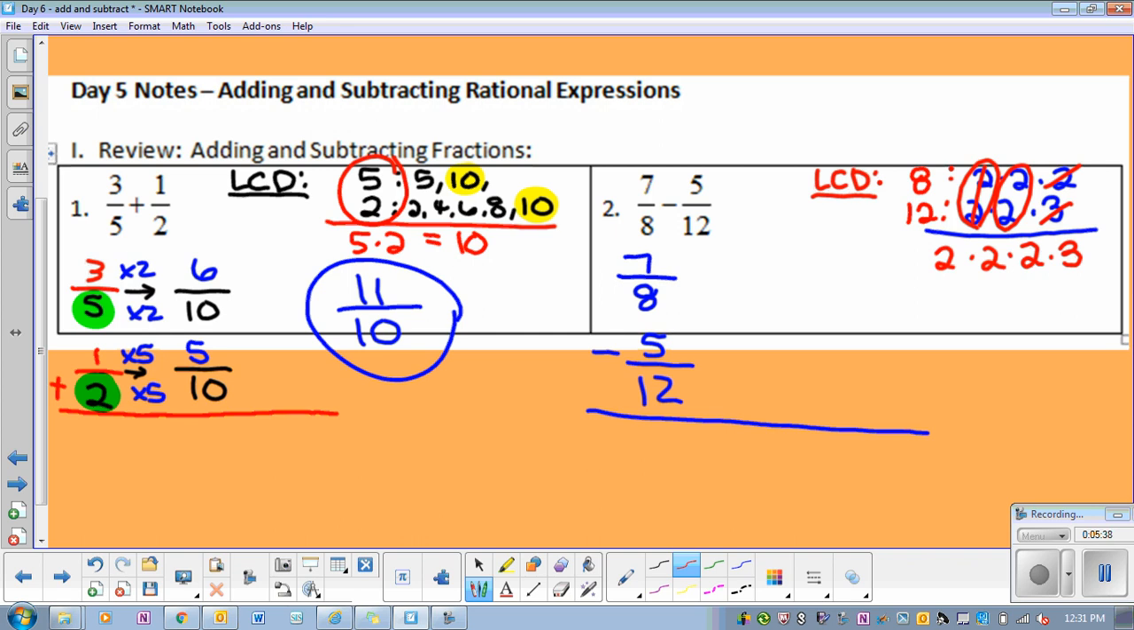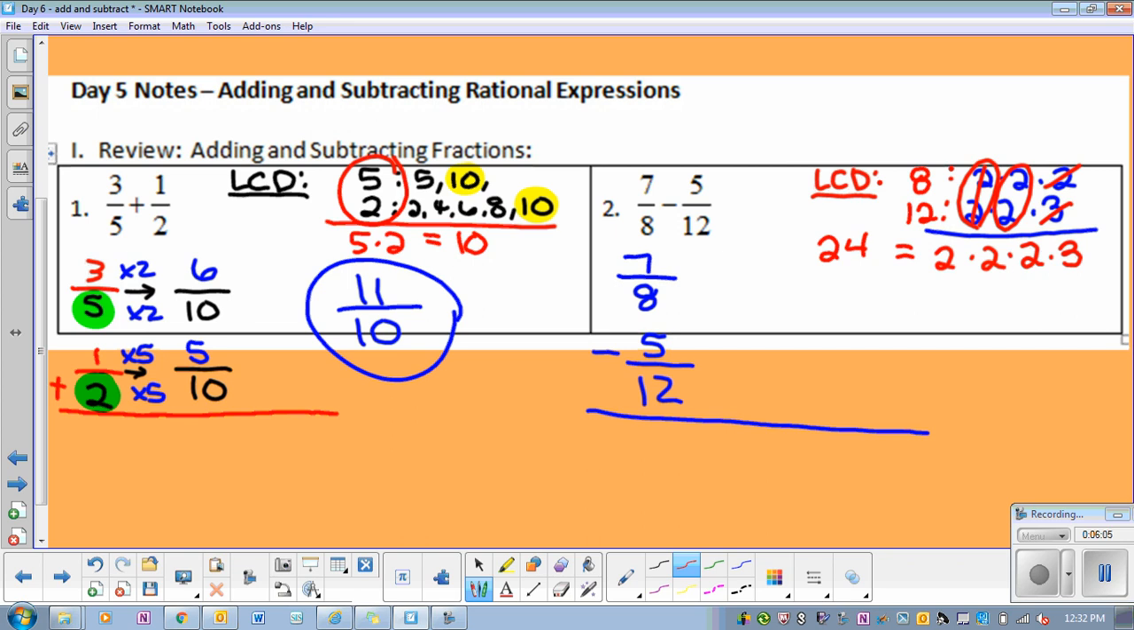Okay. What is 2 times 2 times 2 times 3? 24. So the least common denominator of 8 and 12 is 24. So when you're doing that factoring, starting with 2 times 2 times 2 like that, you can't say 4 times 2, because 4 is not a prime number. You need to break it down into all prime numbers.